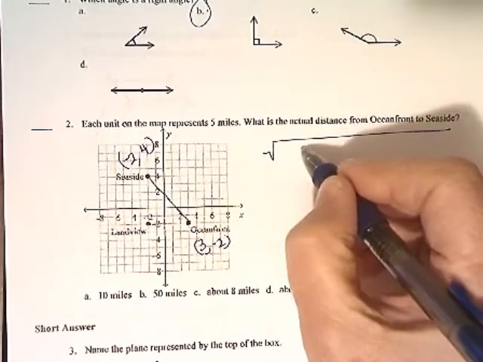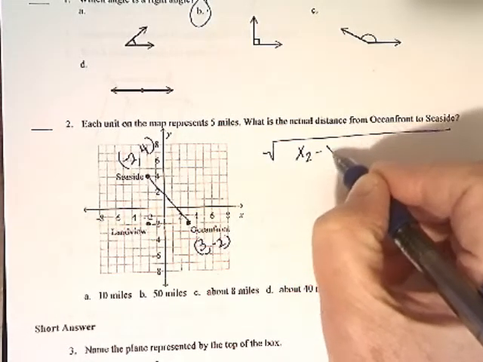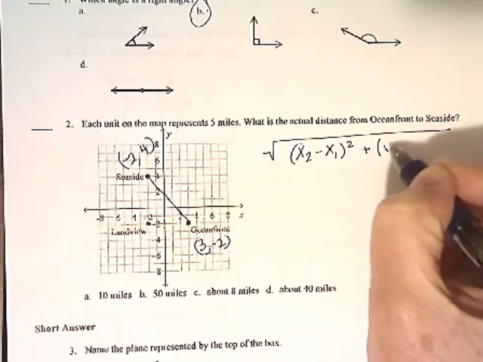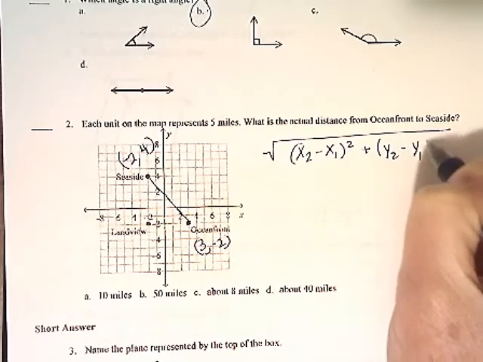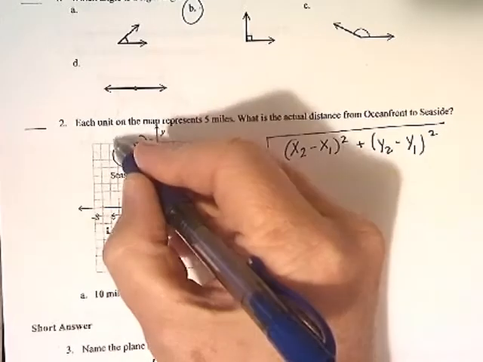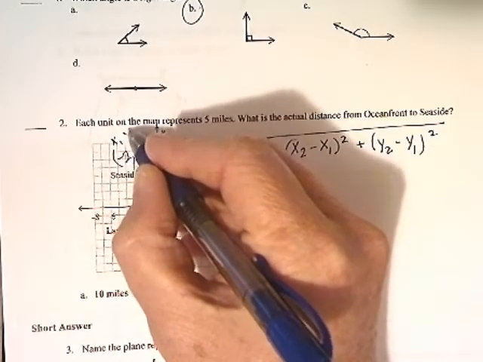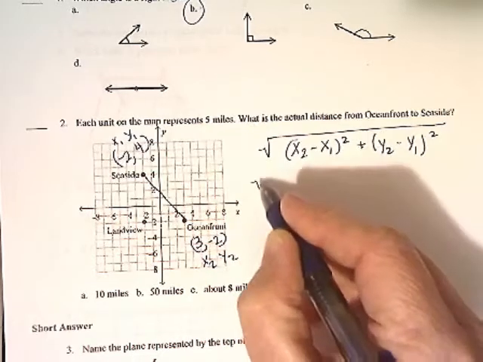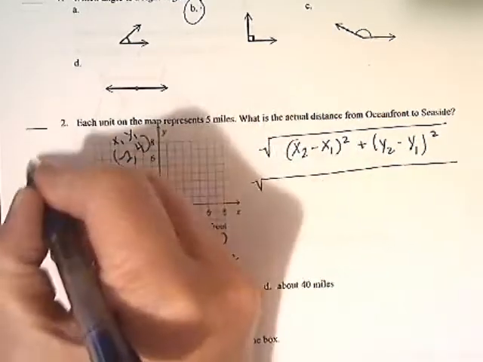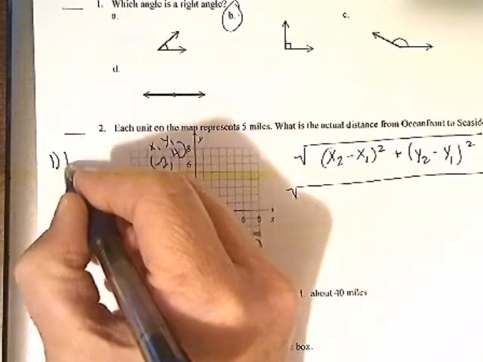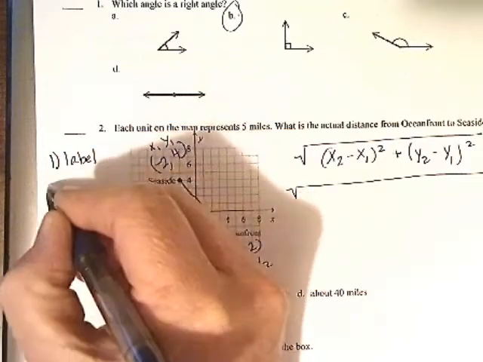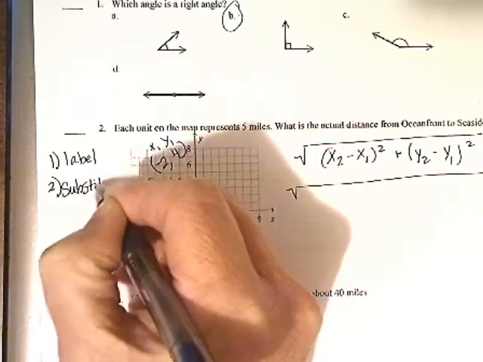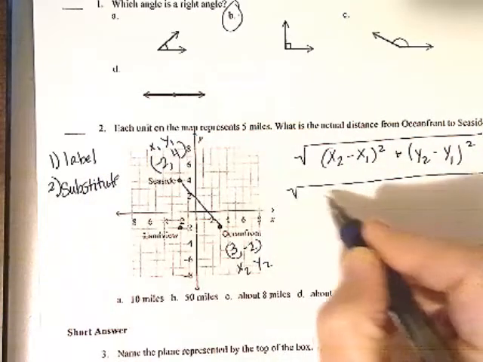The distance formula says x sub 2 minus x sub 1 all squared plus y sub 2 minus y sub 1 all squared. And we'll let this be x sub 1, y sub 1, x sub 2, y sub 2. So the very first thing I do is I label. And number 2, I substitute. Here we go.